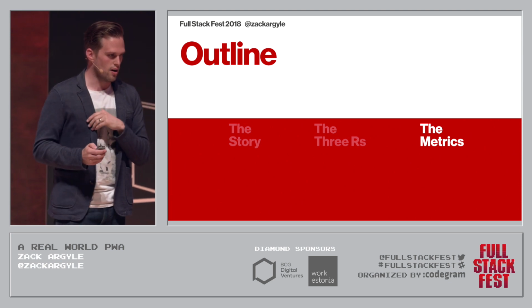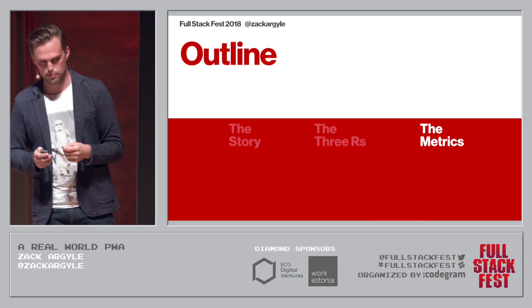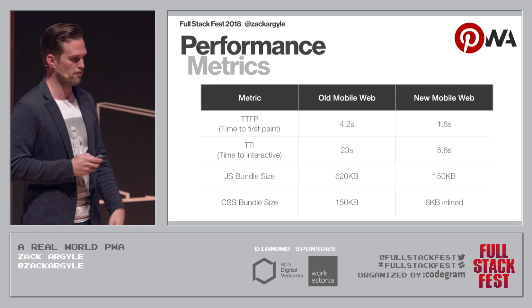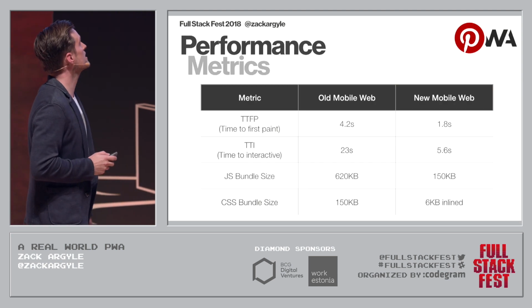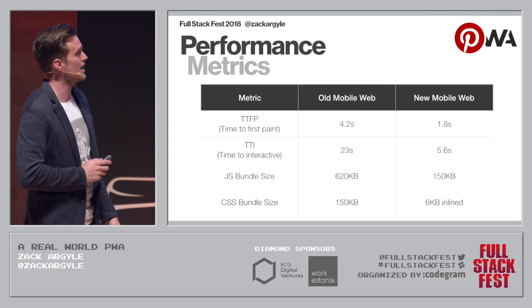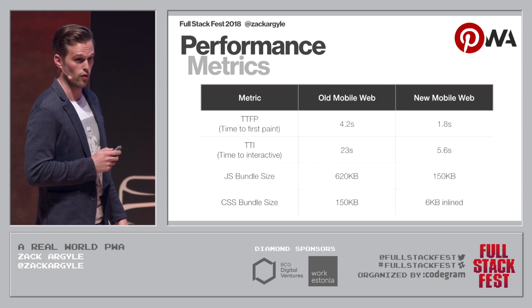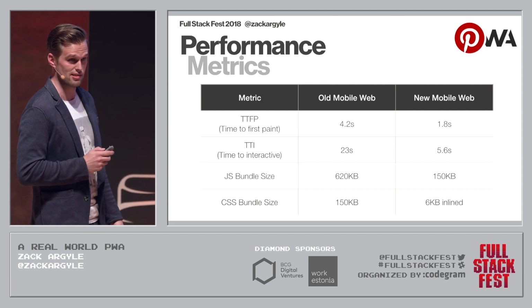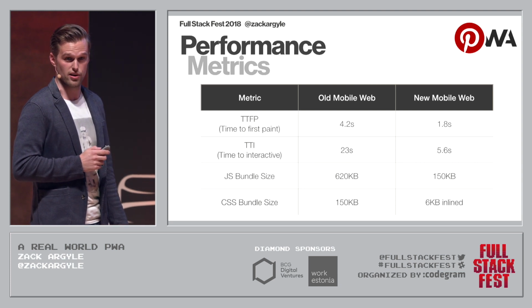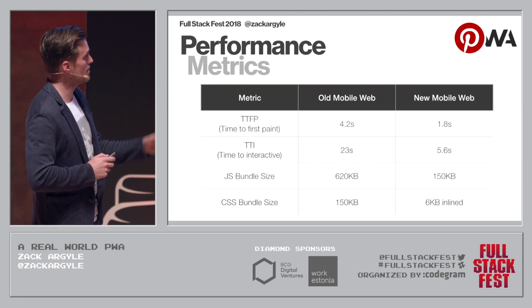All right, so those are our 3 R's. Let's move on to the metrics as we finish up here. First off, let's look at the performance metrics before and after. Previously, the time to first paint was at 4 seconds. We know that server rendering takes longer, and the app shell is a lot faster. The time to interactive changed a lot. It went from 23 seconds to 5.6 seconds. That means that until 23 seconds passed, nobody could do anything on Pinterest previously, which is insane. That's one of the big benefits of app shells.